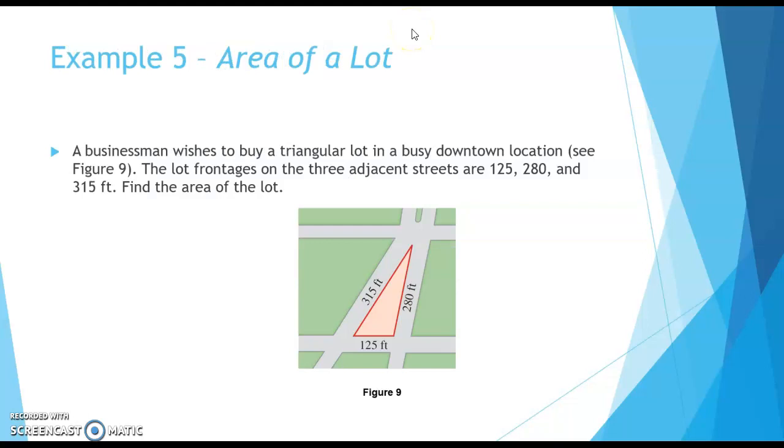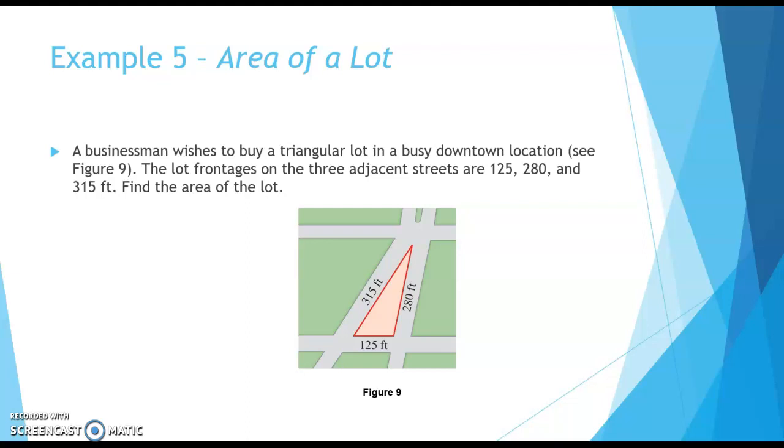If we look at an example of how this works, we have a businessman who wishes to buy a triangular lot in a busy downtown location. The lot frontages on 3 adjacent streets are 125, 280, and 315 feet. We want to find the area of the lot.